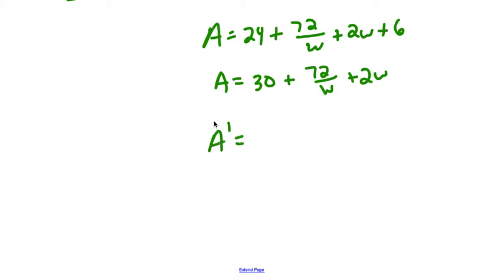So the derivative of 30 is 0. The derivative of 72 over W, you can write that as 72 times W to the negative first. However you want to do that, you get negative 72. I'm going to write it like this for solving purposes in the next step. Plus the derivative of 2W would be 2.